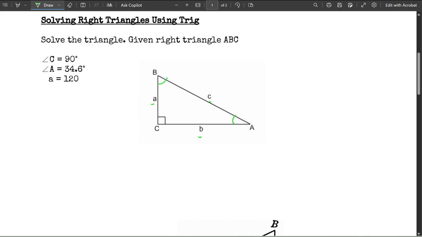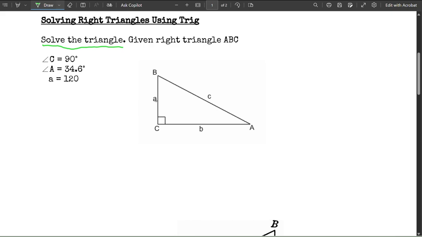And it's relatively simple to do it. It just takes a little bit of concentration, and then we're there. So let's do the first example together. So solve the triangle, which means find all information or parts of the triangle, and given a right triangle ABC. All right, so A, B, C.